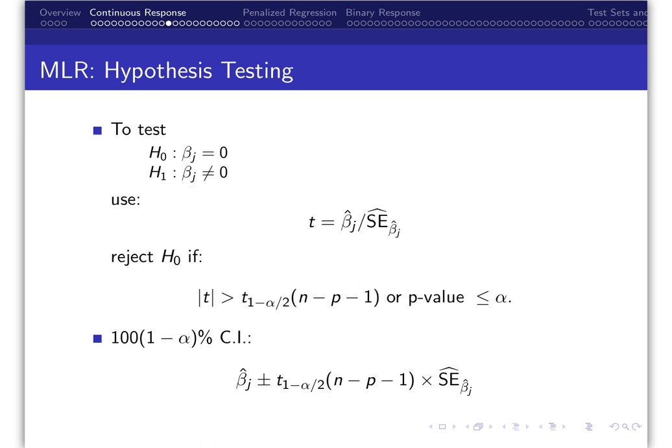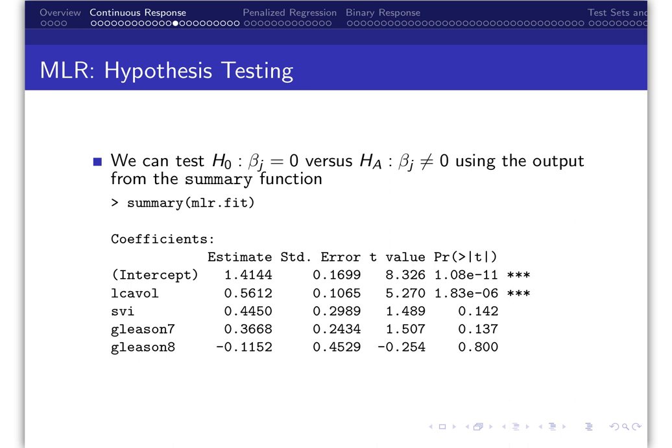The test statistic is formed by dividing the estimated coefficient by its estimated standard error, which follows a t-distribution with n minus p plus 1 degrees of freedom. If the p-value is less than or equal to the predetermined type 1 error level alpha, we reject the null hypothesis. Otherwise, we fail to reject. We could also construct a confidence interval for our slope parameter estimate, which is preferred in some fields such as epidemiology and psychology. We can use the output from the summary function for hypothesis testing.